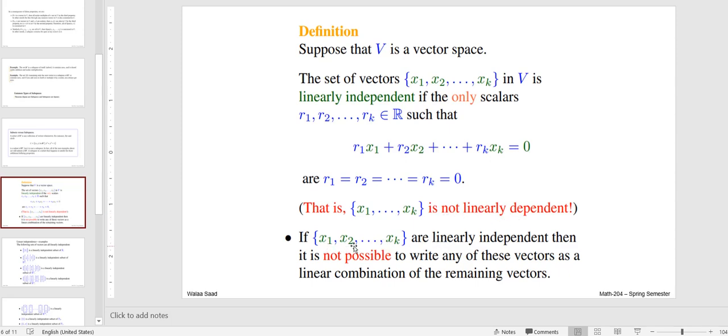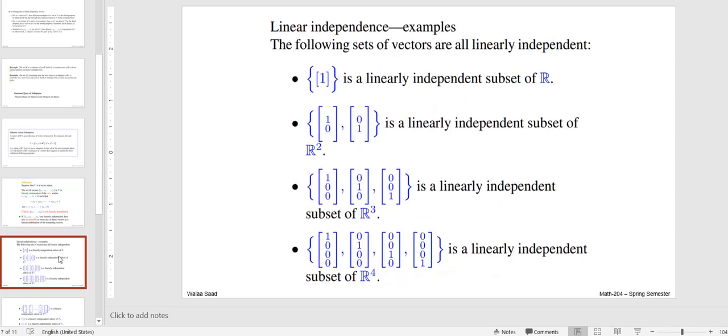Now, if these vectors are linearly independent, then it is not possible to write any of the vectors with respect to the others in a linear combination or a linear relation. I might take x1 here and put it on the other side and divide all the R2 through Rk by R1, right? Because they are constants and numbers. And this will deliver x1 as a linear combination of the others. In order to be linearly independent, it means that none of the vectors can be written as a linear combination of the others. This is just emphasizing the idea.